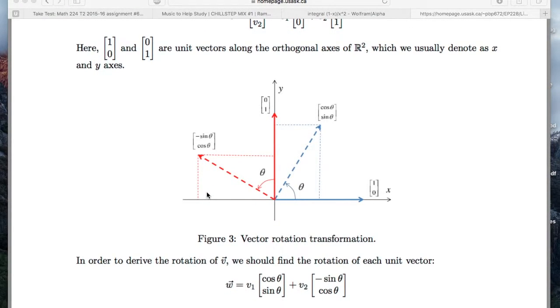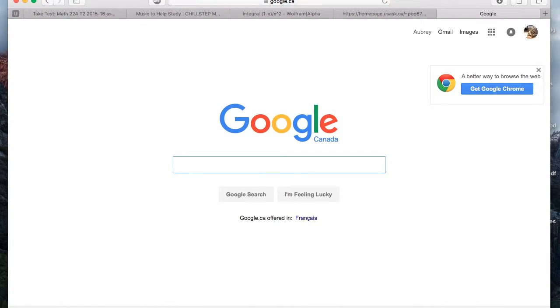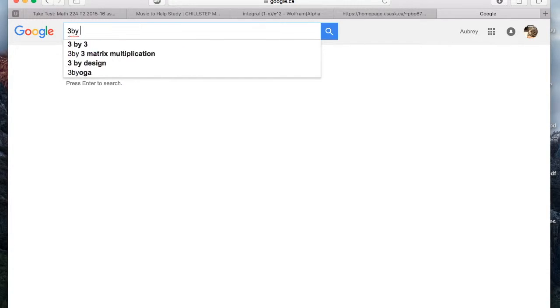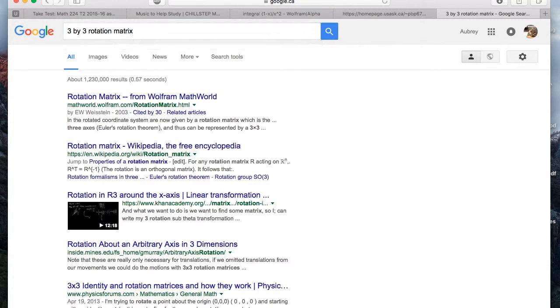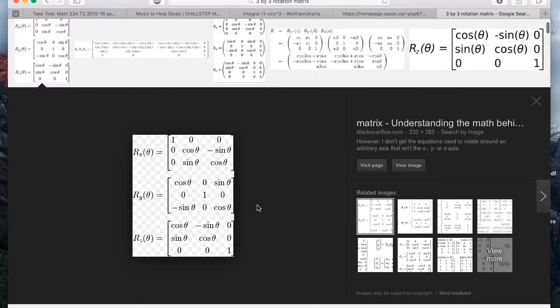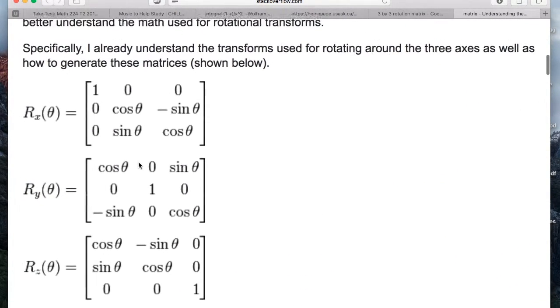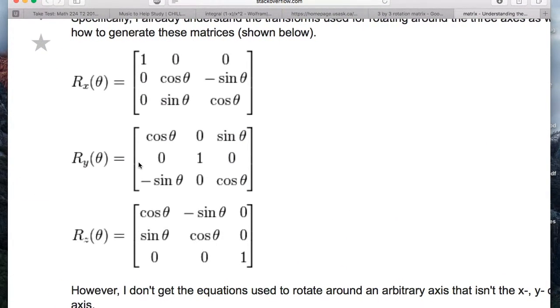And if you Google this, sorry, I forgot to do that earlier, it will look something like this. So you might be wondering how you can derive that. Well, what you have to look at is we're going to rotate first around the x-axis.